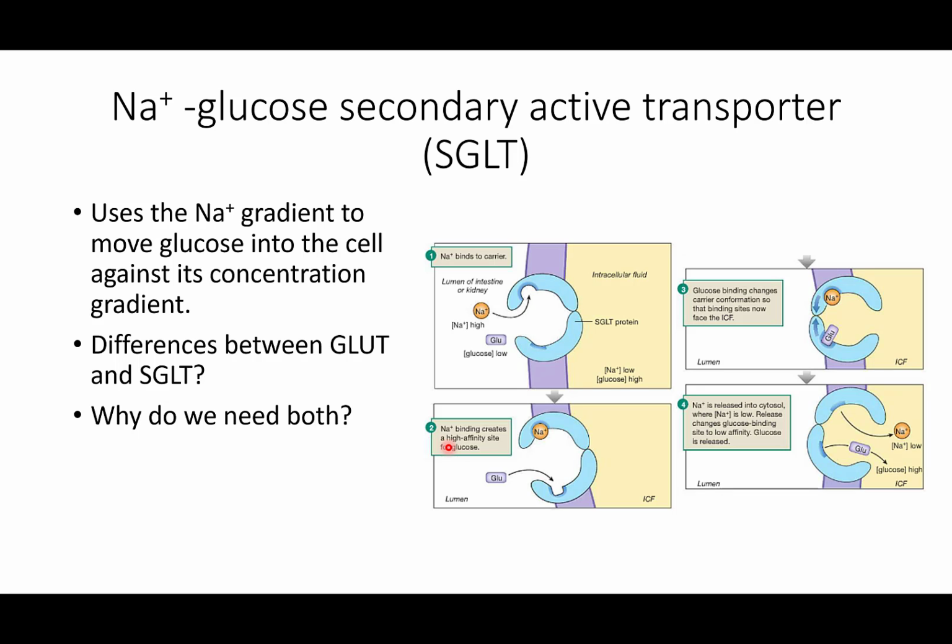Now, a secondary active transporter, an example would be the sodium glucose secondary active transporter, the SGLT protein. In this case, we're using sodium's gradient that's high outside of the cell, low inside the cell, and so we want to move sodium. We use that concentration gradient. Sodium binds, and we also bind glucose when glucose is at a low concentration outside of the cell. And when we bind, glucose hitchhikes on sodium's high concentration, and they both get moved into the cell.